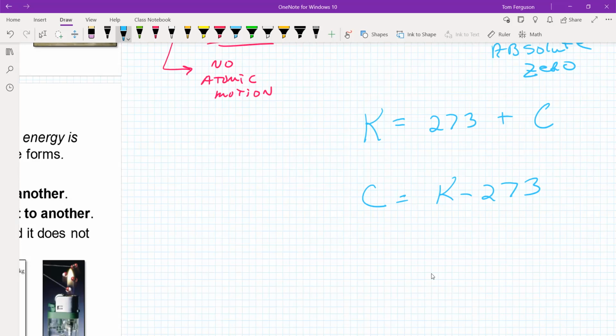This is the one I want you to know for this class. Relationship between K and C, 273. And in your mind, I want you to burn this in. Kelvin is always higher than C. So if you're converting, make sure that your answer makes sense. Kelvin has got to be higher. And it's higher by 273.